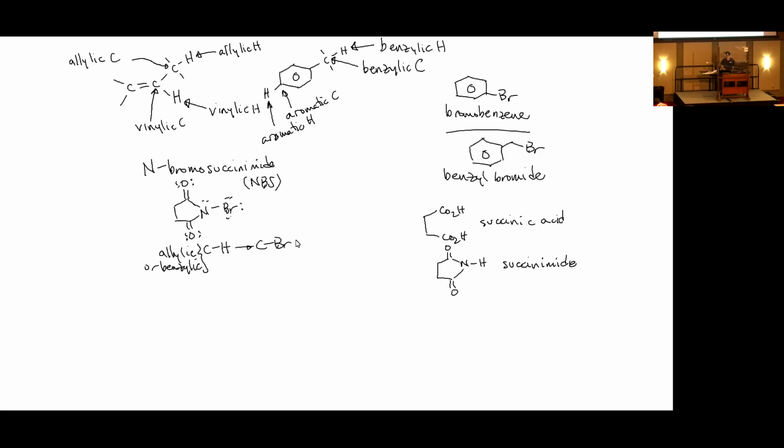And so you just dissolve your allylic or benzylic species in some appropriately unreactive solvent, and you add NBS and a radical initiator or light or heat, and you will convert the carbon-hydrogen bond to a carbon-bromine bond. The reaction is, again, very much like the radical halogenation reaction. So maybe we'll start with some examples of that on Monday, since I'm out of time.